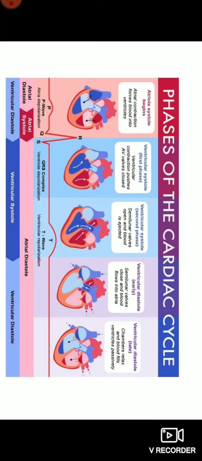So, the phases of the cardiac cycle, a summary: atrial systole to start with, and there is the P wave in the ECG due to atrial depolarization, followed by ventricular systole, which gives rise to the QRS complex of ventricular depolarization on the ECG when the atrioventricular valves are closed, followed by ventricular systole when the semilunar valves open and blood is ejected out. So ejection begins.